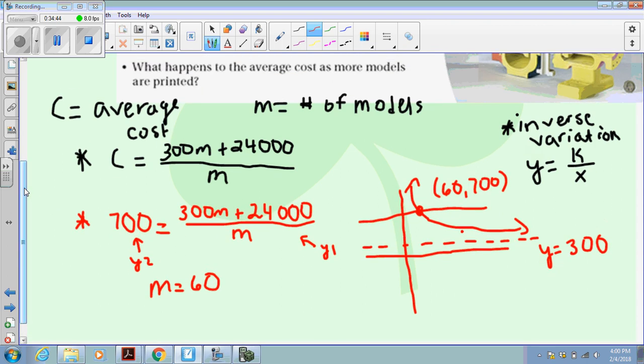Lastly, it says, what happens to the average cost as more models are printed? Well, here, as I said before, we have an asymptote at y equals 300. Because if we're using that form we did last time, we can take our a value and divide it by our c. Basically, that means as we have more models that are printed, the average cost per model approaches about $300. So that's basically what's happening there.